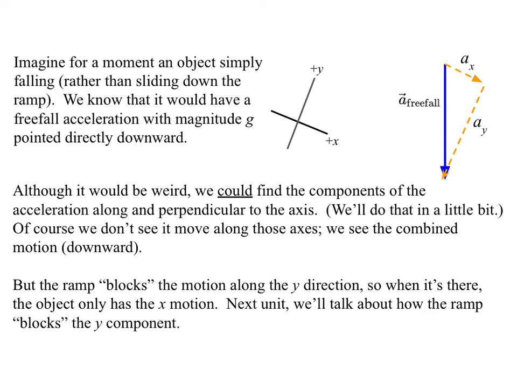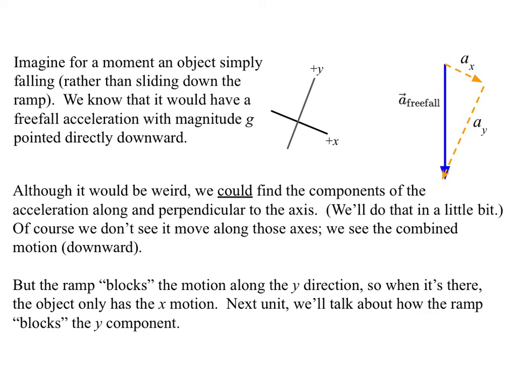To make some progress, imagine for a moment an object that is simply falling rather than sliding on the ramp. In that case, it would have a free fall acceleration, with magnitude g, and it would point straight down. The object would fall directly downward. Although it would be kind of a weird thing for someone to want to do, we could, in principle, break this acceleration into motion in the direction of the incline and motion perpendicular to the incline, because we can always take a vector and resolve it into components along perpendicular axes. And those axes can be anything you want. Whether or not they're particularly obvious or natural, you can always pick them.